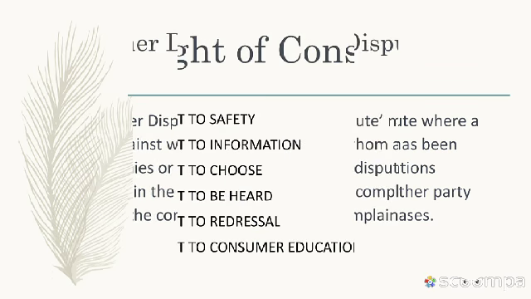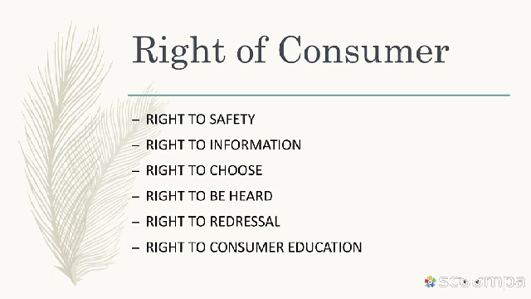Now the consumer rights. There are six consumer rights. First is the right to safety. This right is the right to be protected against the marketing of goods and services which are hazardous to life and property. Second is the right to information. Right to information is to be informed about the quality, quantity, purity, standard and price of the goods or services, so as to protect the consumer against unfair trade practices.